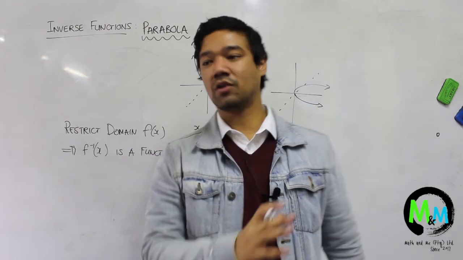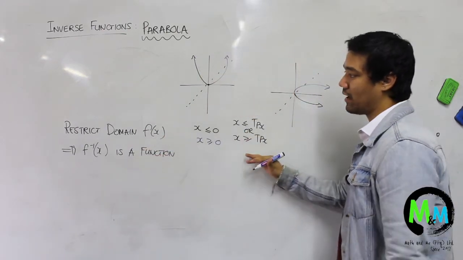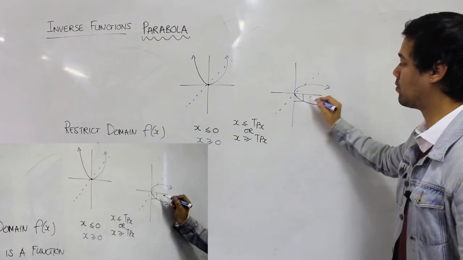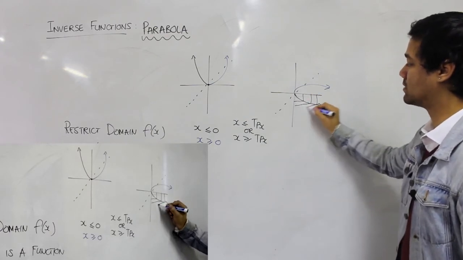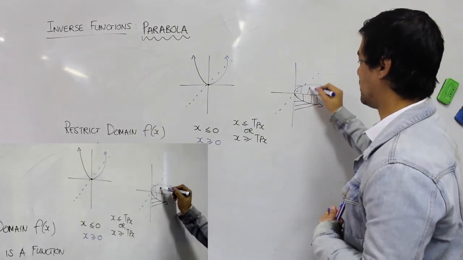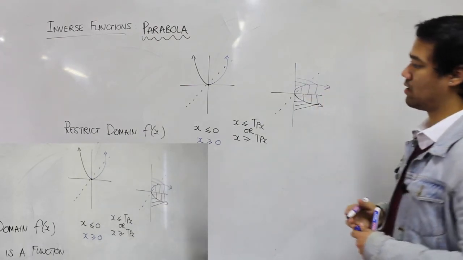Do you understand? Because if we restrict the domain in this way, I will always be making sure that one x value outputs one y value. One x, one y, one x, one y.